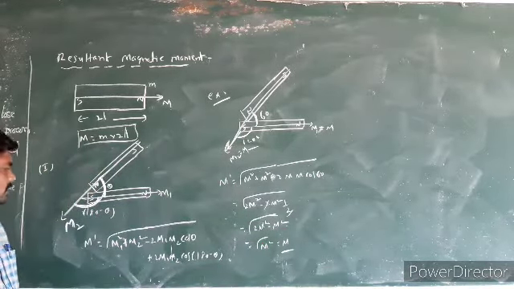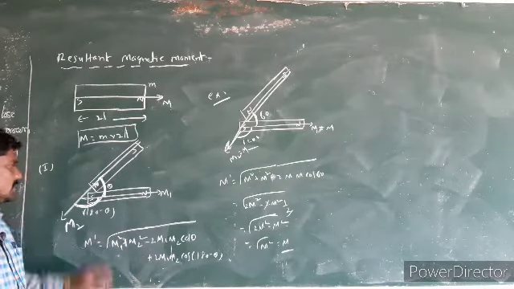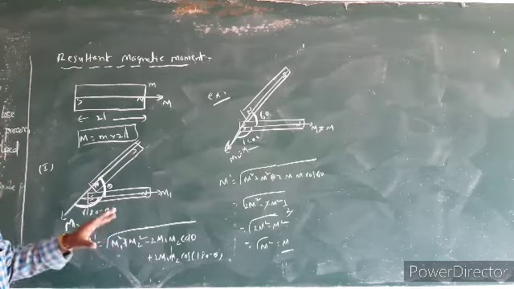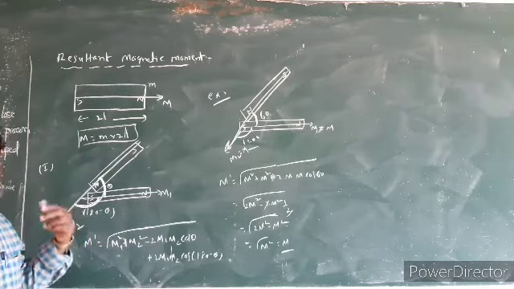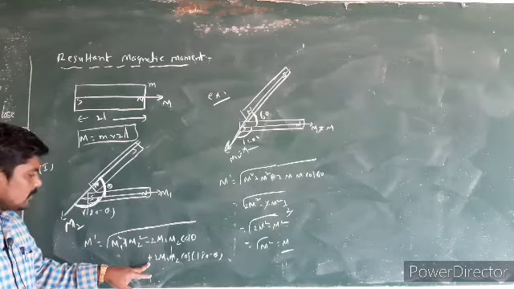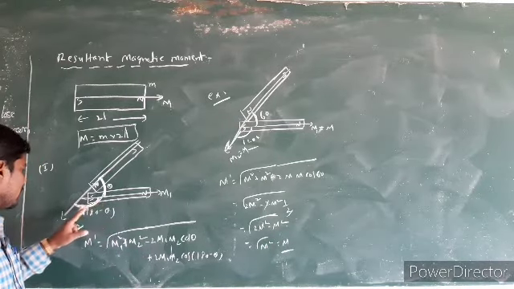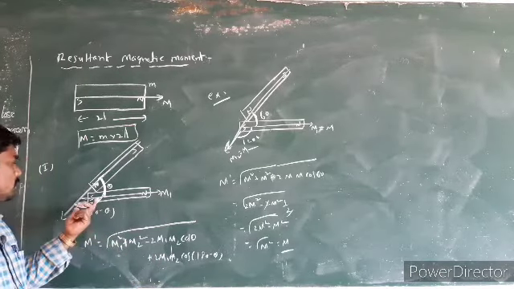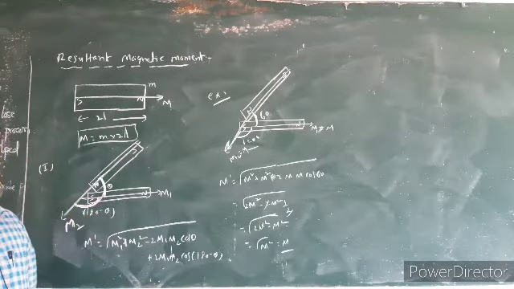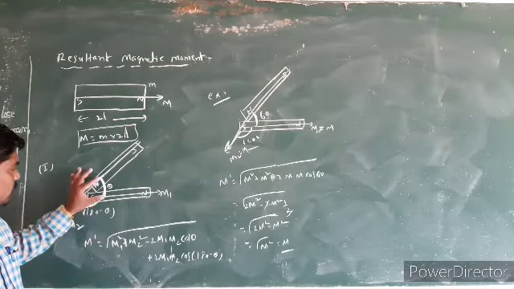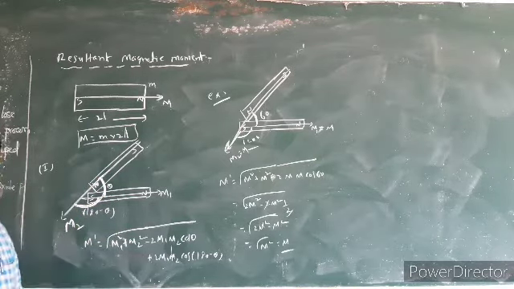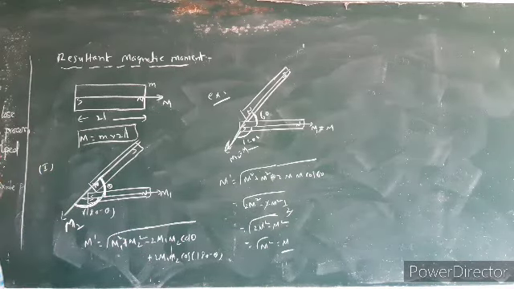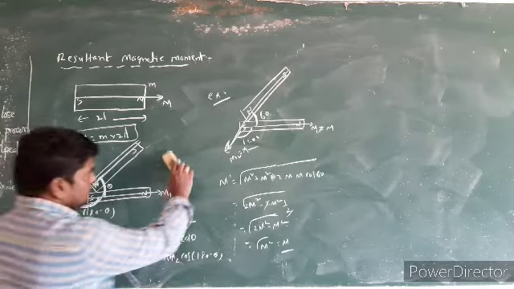If like poles are in contact, plus 2 M1 M2 cos theta. If unlike poles are in contact and theta is the angle between the axes, minus 2 M1 M2 cos theta. But here the angle between magnetic moments is actually 180 minus theta. If you generally consider the angle between M1 and M2, then the formula is M1 square plus M2 square plus 2 M1 M2 cos of 180 minus theta. If you take only theta, take minus here. This is the resultant magnetic moment of the arrangement.